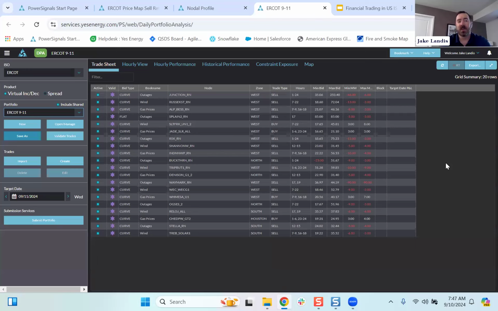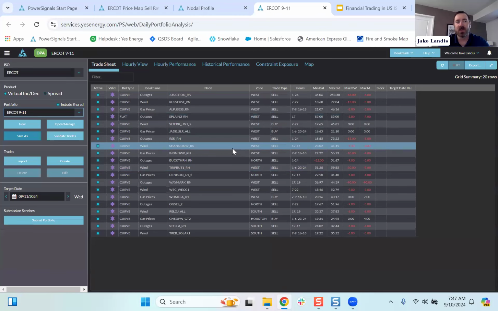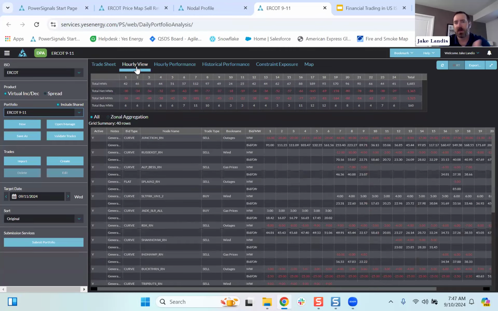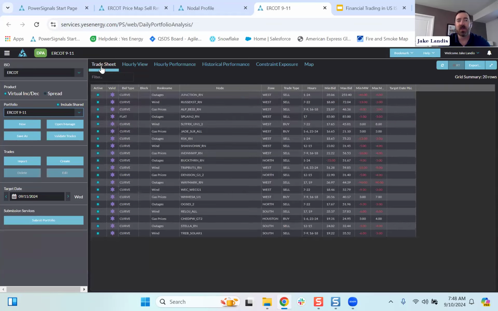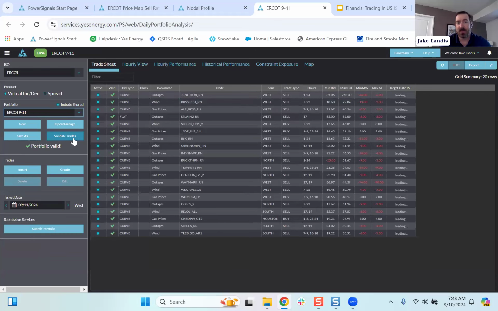And one of the nice things I can do here is once I have my trade sheet built, I can look at my trade sheet on this view where I'm looking at my different individual bids and offers for each hour of the day at all the different points, my buys and my sells. I can actually come in and quickly, again, going back to some of those differences in market rules, when I hit that validate trade button, it went through for the market that I'm in and said, all of these are valid trades.